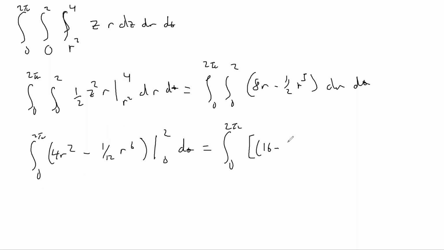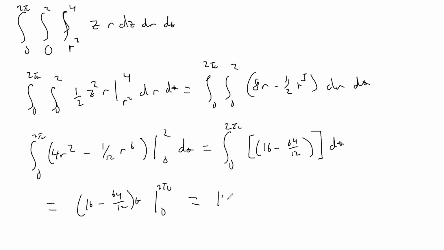Okay, so I'm just going to leave it as a fraction, 64 over 12, and then minus 0. So I'm just going to leave it as that. And then that is going to equal 16 minus 64 over 12 theta, computed from 0 to 2 pi. Right, and I think you get the point from there, which is 16 minus 64 over 12, times 2 pi. Okay. So yeah, maybe later on for the next few questions, I won't actually solve the triple integral.